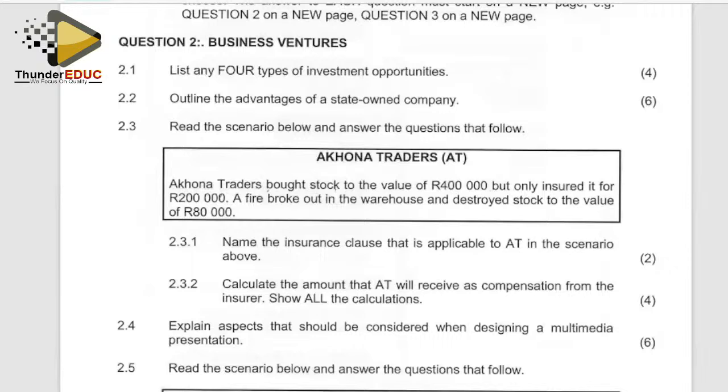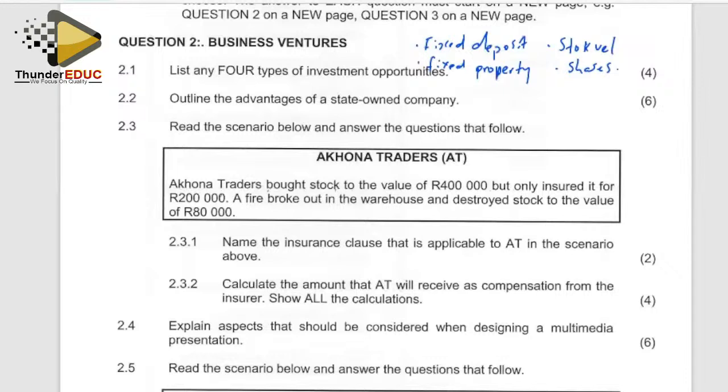So now you're saying that we have fixed deposit, and then you also have fixed property, and then you also have stokvel, and lastly, we have shares. Okay, right. So now let's check out 2.2, outline the advantages of a state-owned company.